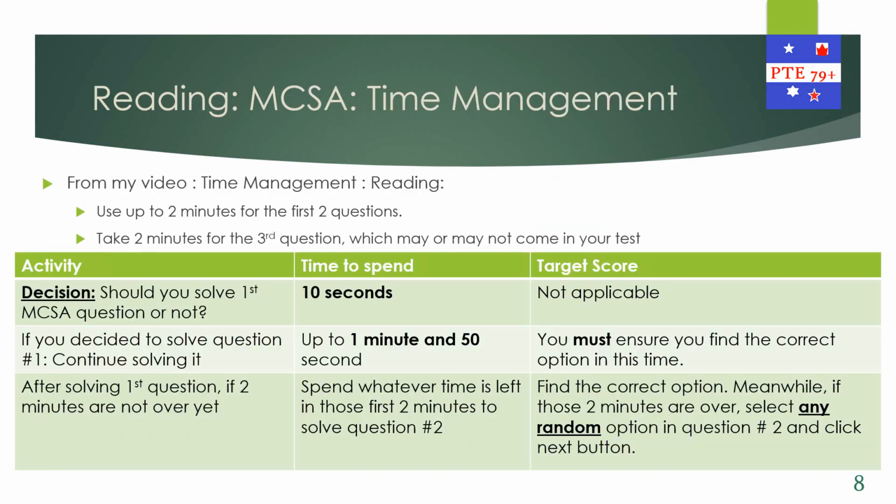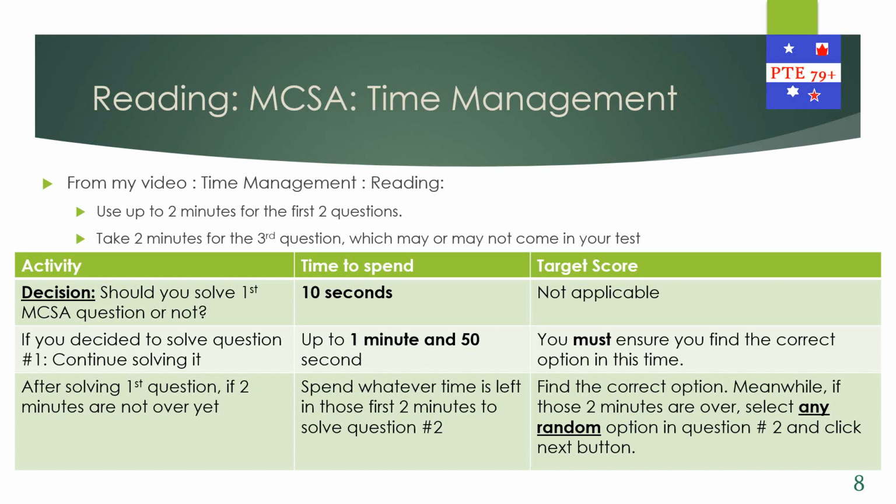Time management. In my earlier video, the time management video, I said that the first two questions we will solve within 2 minutes. If the third question comes, we will get an extra 2 minutes, and we'll solve the third question in those extra 2 minutes. But the first two questions, we have only 2 minutes. So what is good? Do you want to solve one question in 1 minute? If you're able to solve one question in 1 minute and get both of them right, obviously it's good enough and you're already up to speed.